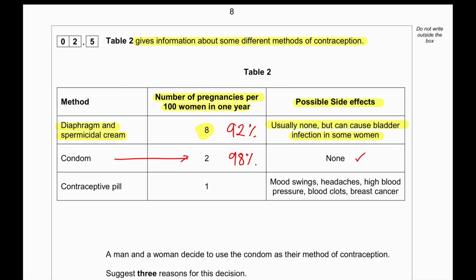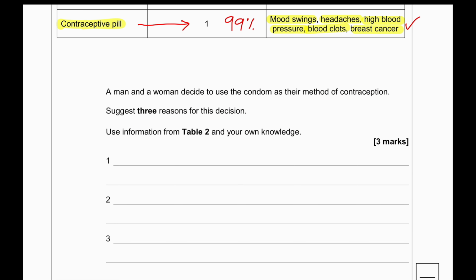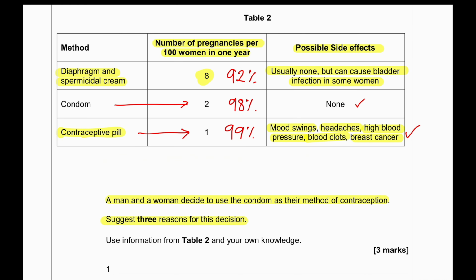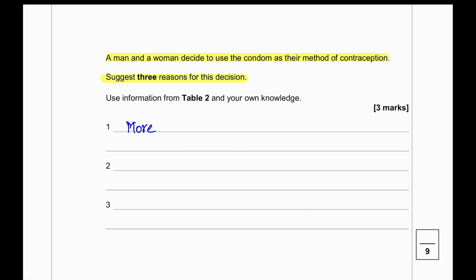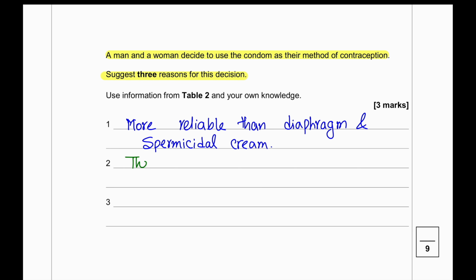When it comes to the contraceptive pill, we can see it is very reliable because 99% of pregnancies are prevented. However, it comes with a lot of side effects like mood swings, headaches, high blood pressure, blood clots, breast cancer, which can be life-threatening. A man and a woman decide to use the condom as their method of contraception. Suggest 3 reasons for this decision. As discussed earlier, we can say it is more reliable than diaphragm and spermicidal cream, it has a low chance of pregnancy, and also at the same time does not have any side effects.